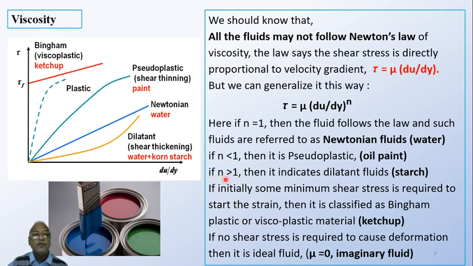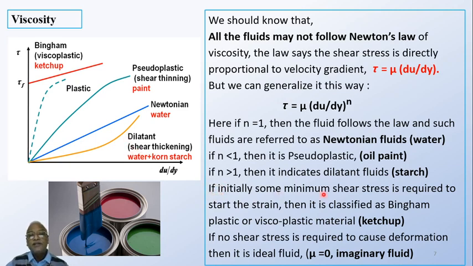Then another case, if n is greater than 1, then it indicates dilatant fluids, and the example is starch. So when n is greater than 1, it will be rising continuously. So the curve that is followed is in the yellow color here. So these fluids are referred to as dilatant fluids. So obviously the fluids which are represented by either yellow or even this different kind of blue, they are non-Newtonian fluids. They are non-Newtonian fluids. Okay.